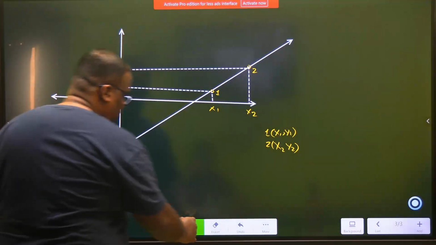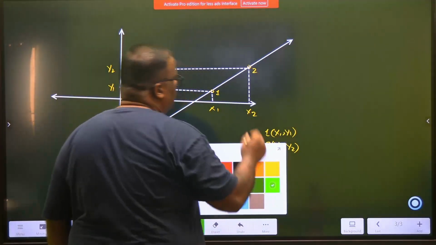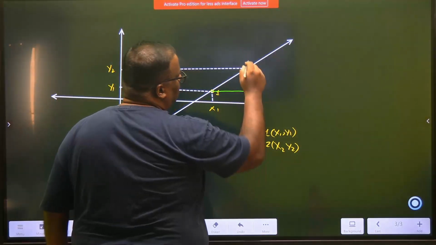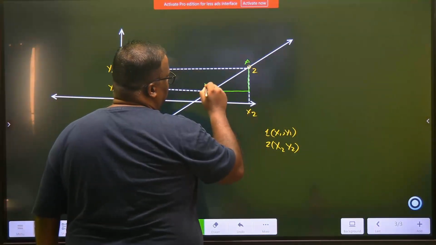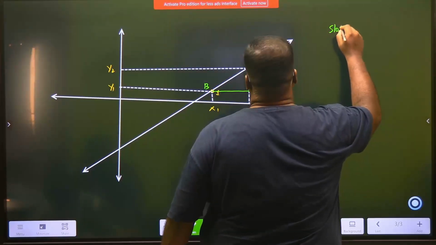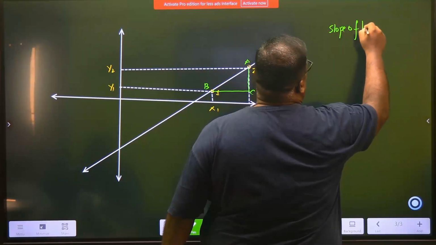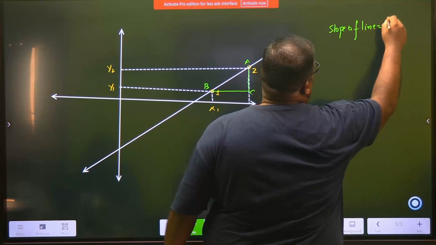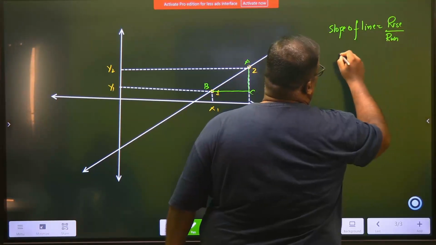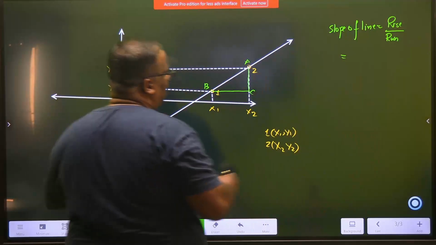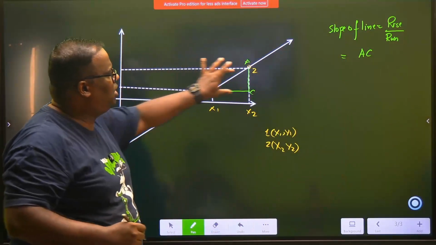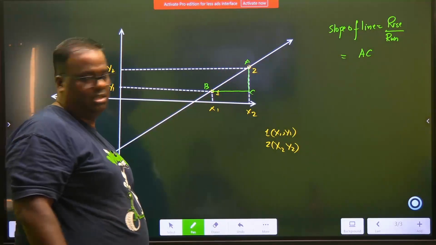I am now supposed to calculate rise and run. Let me call this A, B, C. Slope of line. The slope of line is given by rise over run. Is that okay? Now, how much is the rise? AC is the rise. Whichever way you rise from here or you rise from here, AC is the rise. Right?